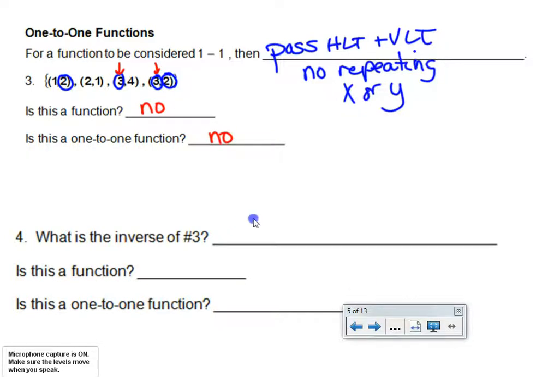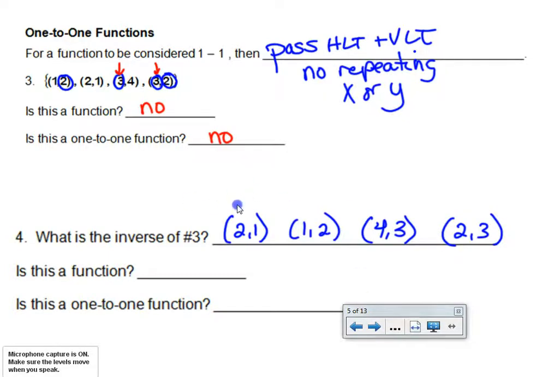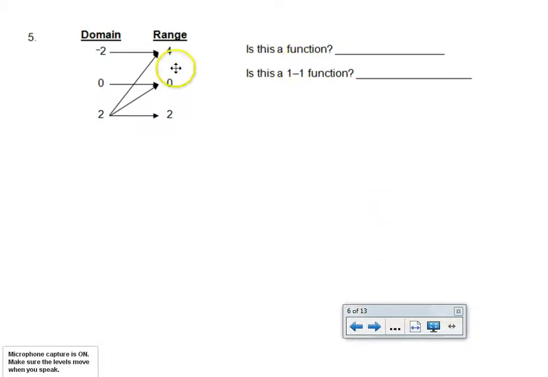But if I look at the inverse of that example, I would rewrite the ordered pairs by flipping their x and y around. Whoops, that's not what I meant to write. And then the next question is going to ask me, is this a function? So I look at all my x's and I notice that we have a definite problem right here. Since the x's repeat, it is not a function, and no, it can't be a one-to-one function because it's not a function. Is this a function? Unfortunately, no. The 2 is paired up with several y values, so not a function, it can't be a one-to-one function.